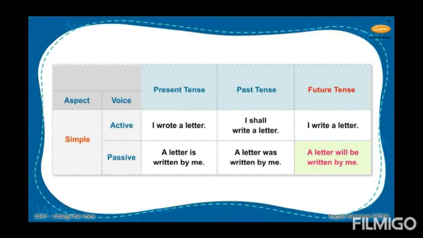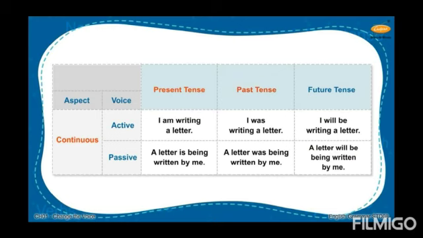Similarly, in past tense, I wrote a letter. So you just need to change the past form of the verb. A letter was written by me. And similarly, for future tense, you need to change the verb into future form. A letter will be written by me.